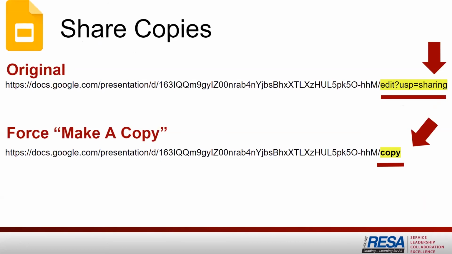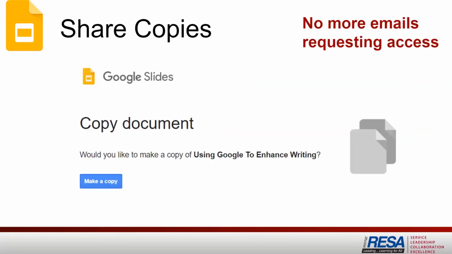So if you want to share something and you want to force people to make a copy of your presentation, and this also works in Docs, if I look at the original share link, you can see it's this long link, and at the end, a backslash, edit, and then some other words. If I take everything from that final backslash out and replace it with the word copy, it will prompt something that looks like this when someone tries to open it. So it'll force someone to make a copy before they even can see it.